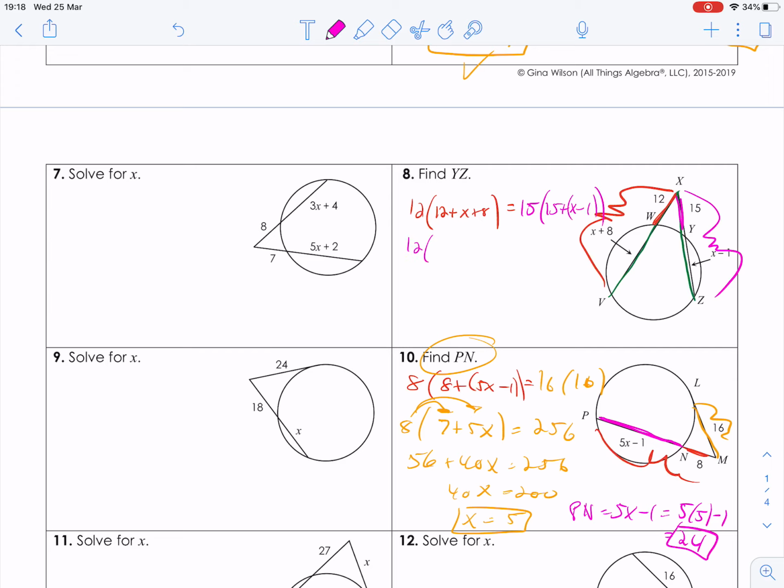So simplify the center, we get 20 plus x. This is going to be 15 times 14 plus x. So this is going to be 240 plus 12x equals 15 times 14. That's going to be, what is 15 times 14?